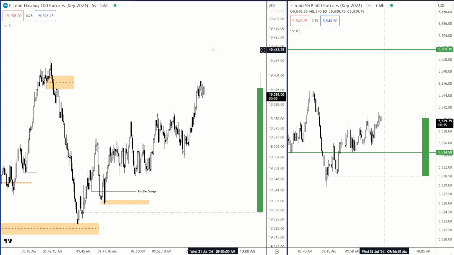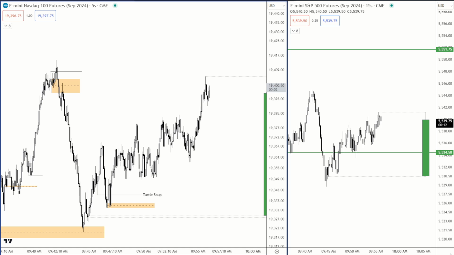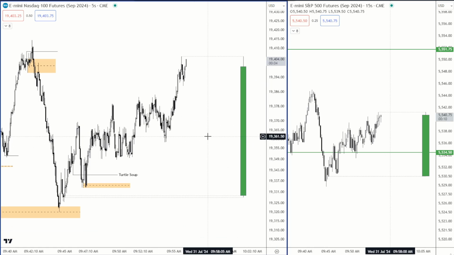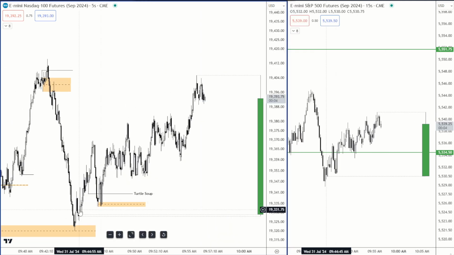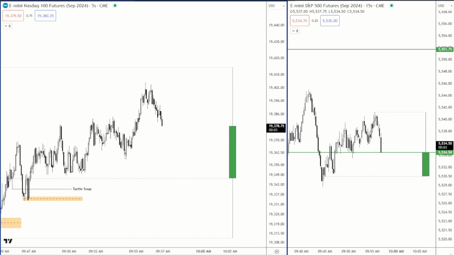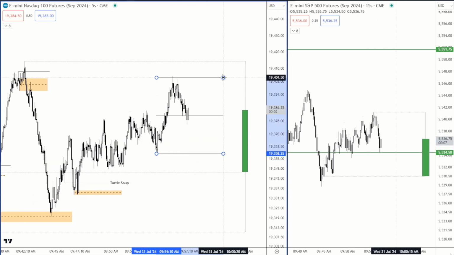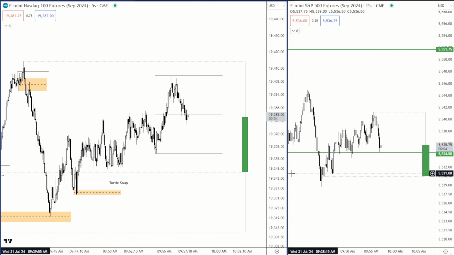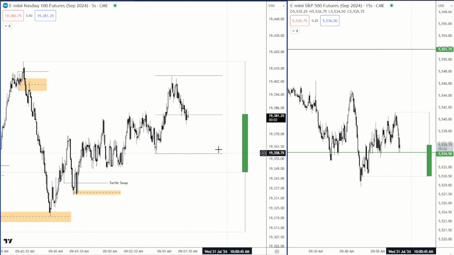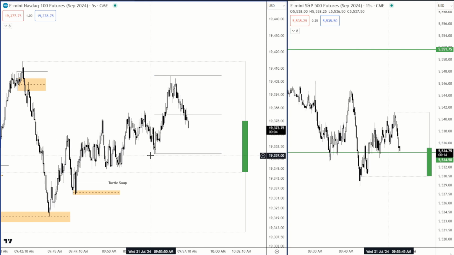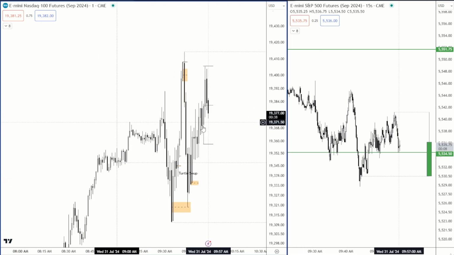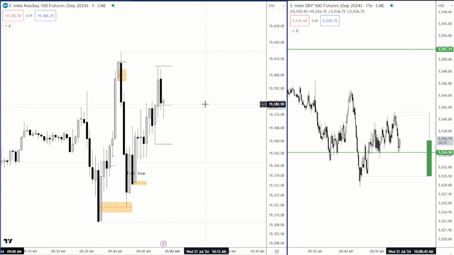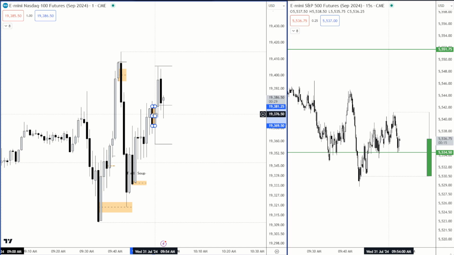So we expanded through this high finally. But we're in a premium now, so probably not gonna look for anything. Okay, so we got a nice retrace to discount here. Right, so I might look for an entry here because we broke above this high. But again, we have this long wick below, which is not ideal, right? But we have this order block, so.